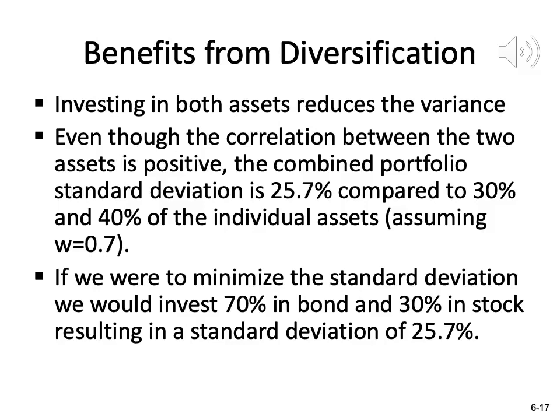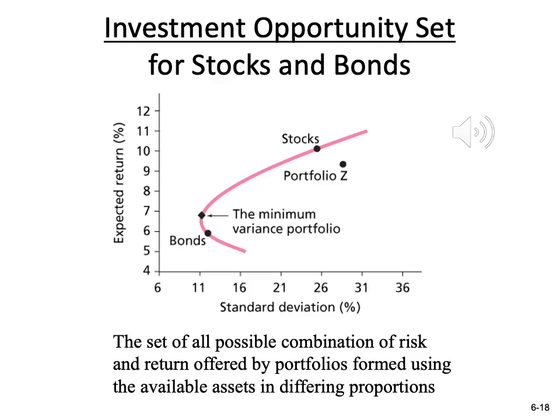But when you diversify, meaning you hold a portion of bond and a portion of stock, for example, 70% bonds and 30% stocks, then the risky portfolio standard deviation is actually lower, down to 25.7%, compared to the 30 and 40% of investing in bond and stock alone. So that is the benefit of diversification. So now let's plot the investment opportunity set in the risk and return space.